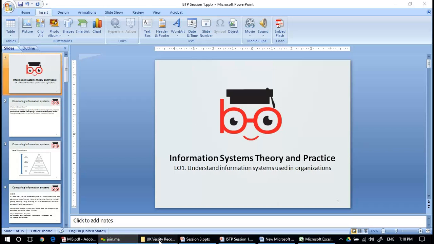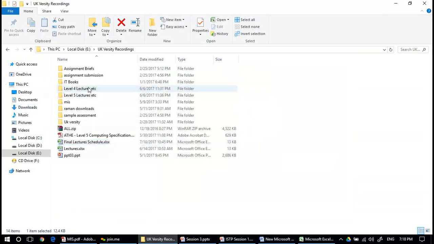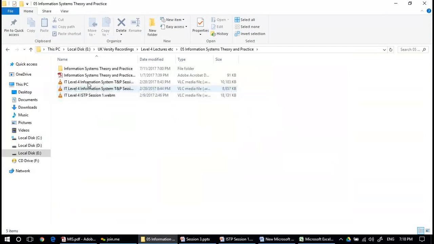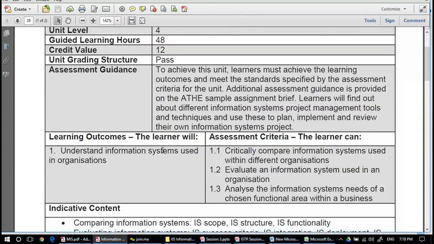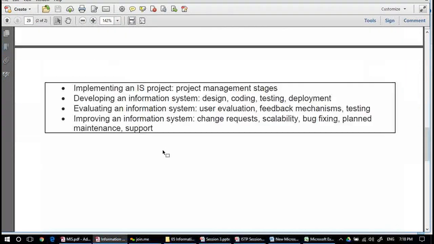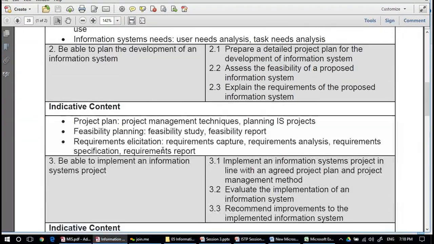Okay, so I start now with information systems theory and practice. There are 3 learning outcomes.